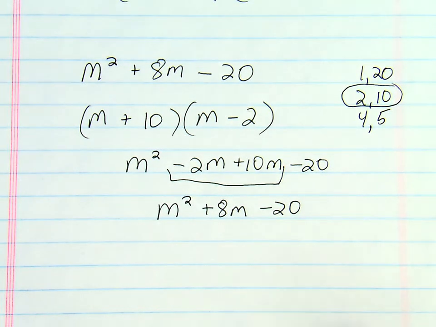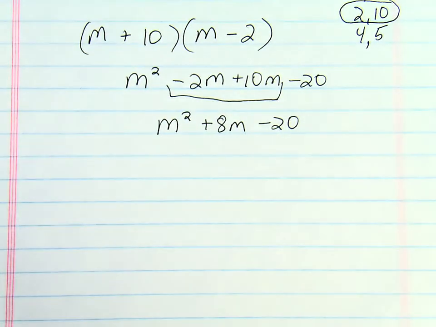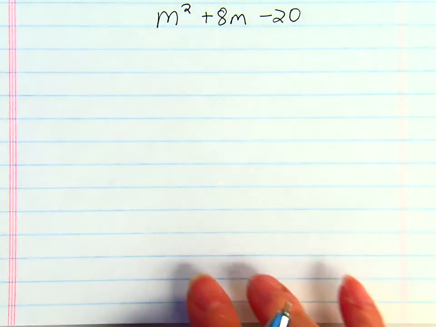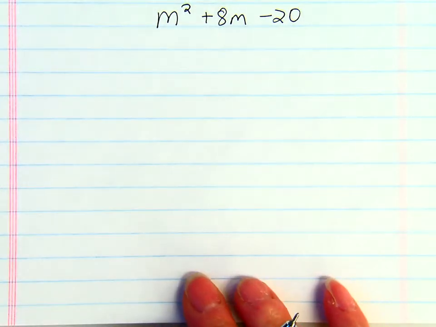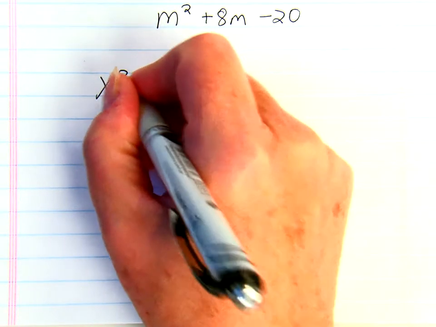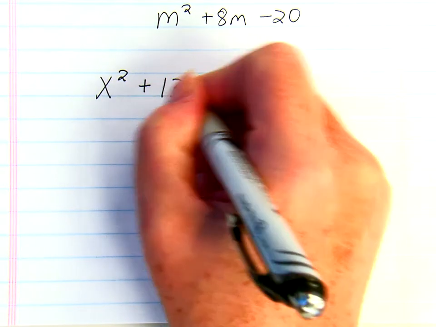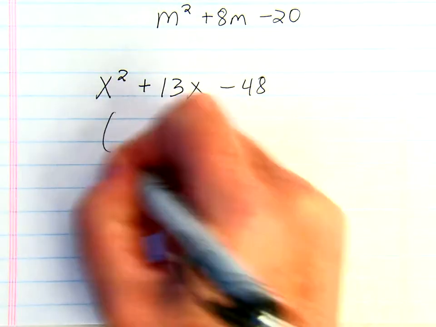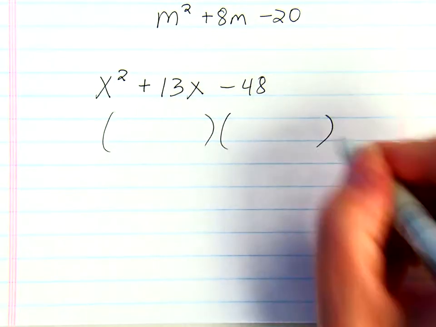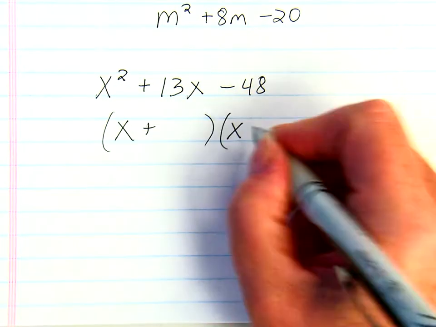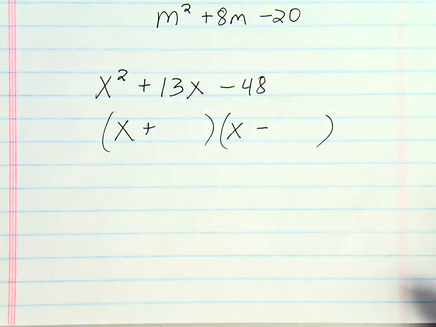Okay, so let's go ahead. I'm going to do another example. And this one we will have x squared plus 13x minus 48. Making my parentheses and saying x in each, positive, negative, now 48.